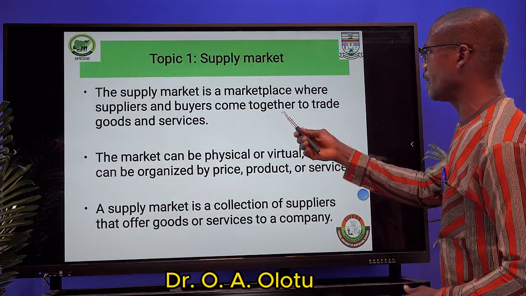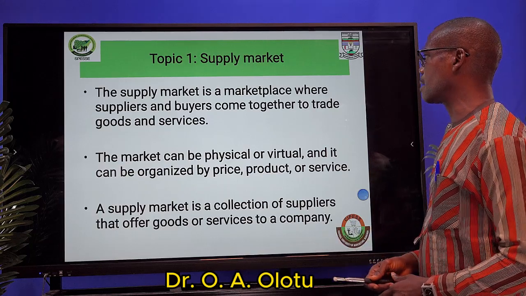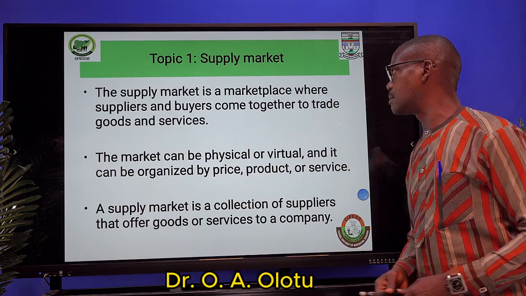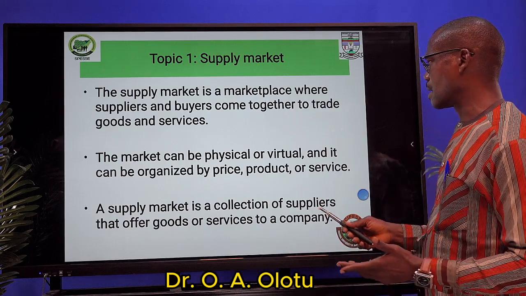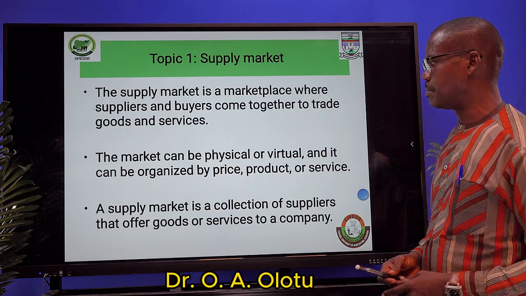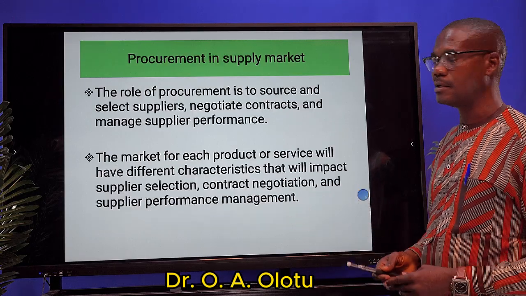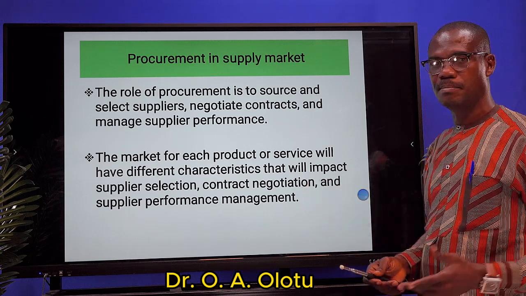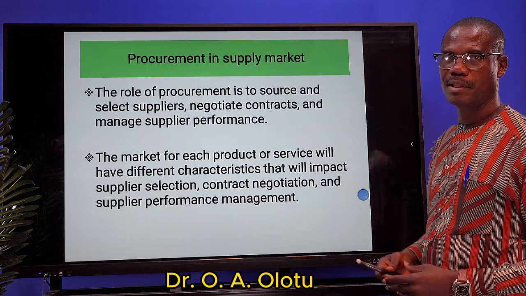Today we'll be looking at supply market. A supply market is a marketplace where suppliers and buyers come together to trade goods and services. The market can be physical or virtual as the case may be. So a supply market is a collection of suppliers that come together to trade business with the buyer. But we are doing the supply market in a procurement environment.